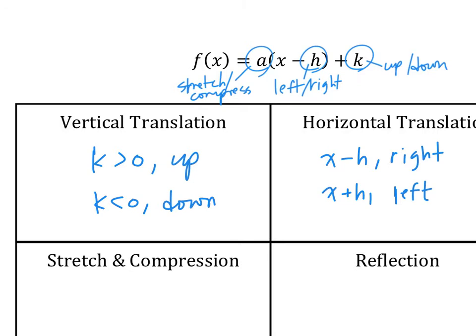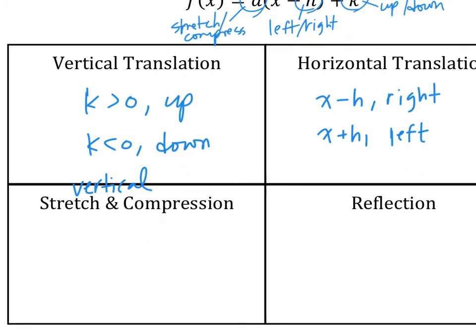And stretch and compress has to do with A, and this year we're going to be very specific. It's the vertical stretch and compress, because later on we're going to do a horizontal stretch and compress. It has to do with the absolute value of A, because the sign has some other reason for it. So absolute value of A when it's greater than 1 is a vertical stretch. And when A is between 0 and 1, it's going to compress.